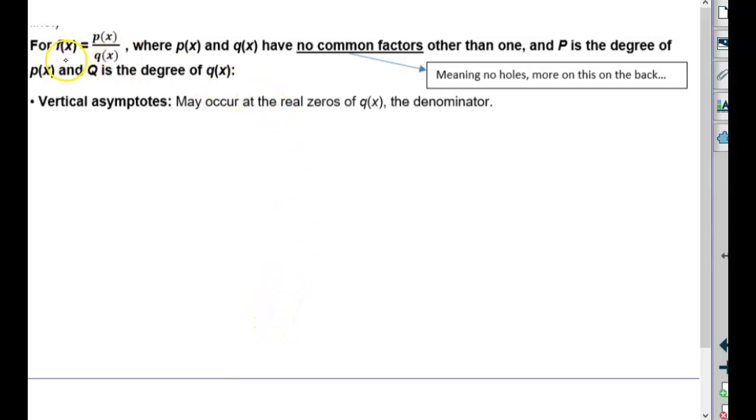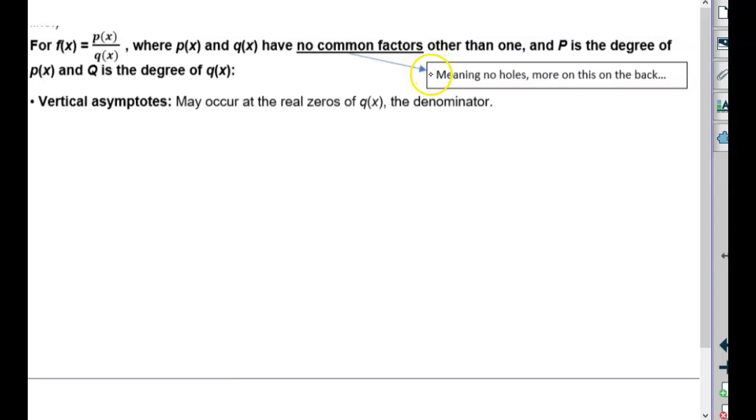All right. It says when you have a rational function where you have one polynomial on top of the other, okay? P is going to be our numerator and Q is going to be our denominator for purposes of this explanation. If they have no common factors, okay?